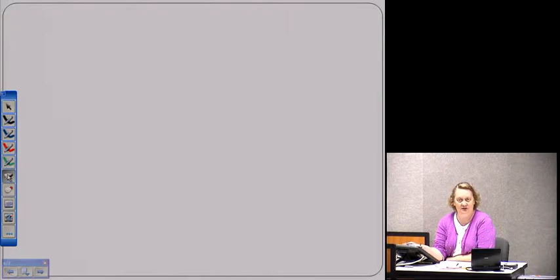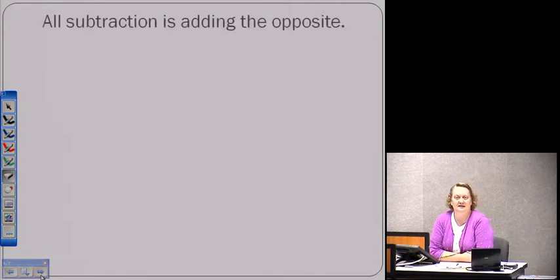The idea of subtraction of integers is that subtraction is adding the opposite. When we subtract, we're really taking away something. And as a subtraction, we want to take away the opposite.